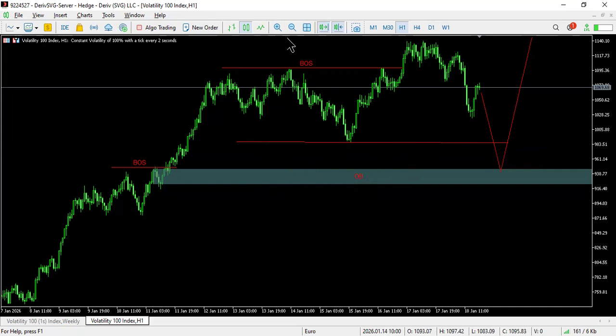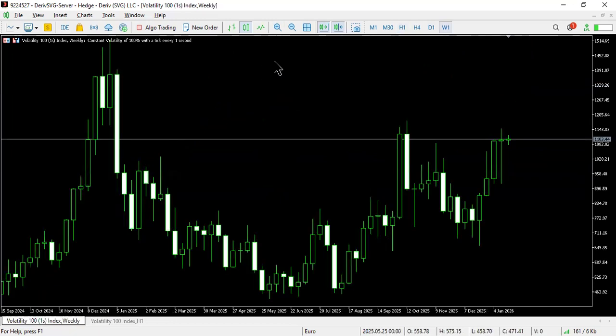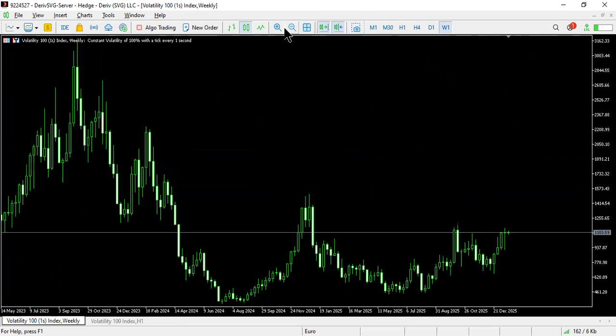And then if we go to volatility 101S, beginning from the weekly time frame, we can see that price is now at that resistance level.